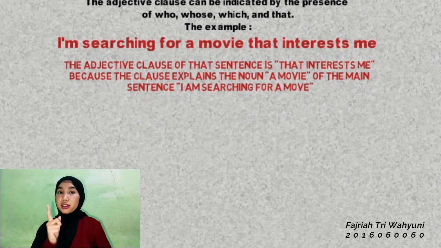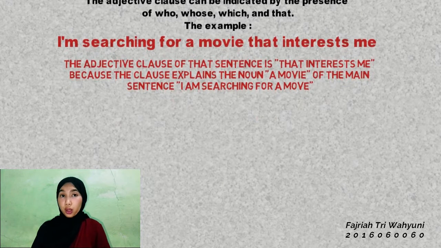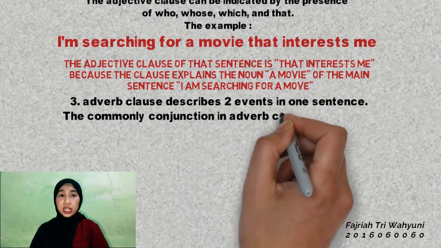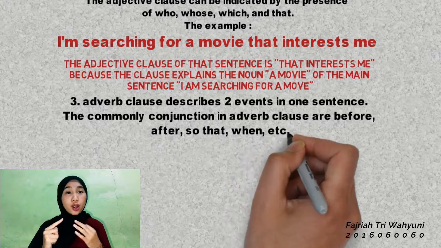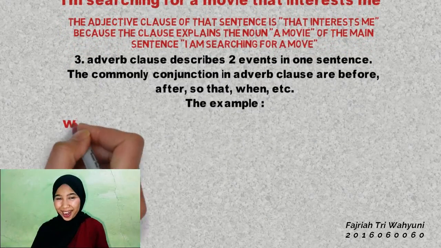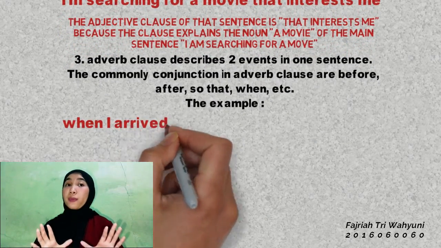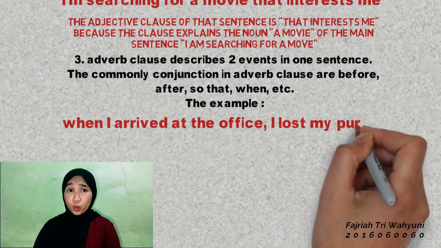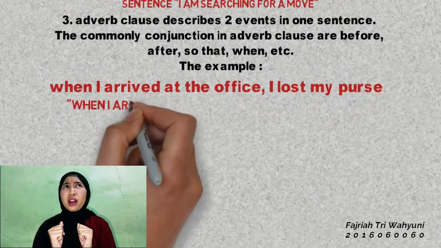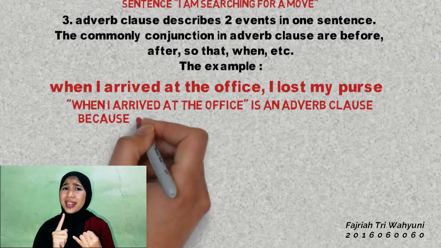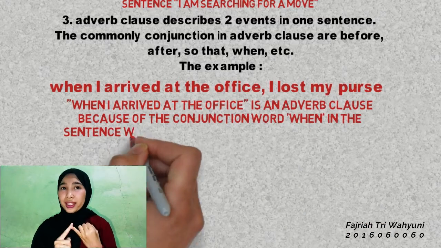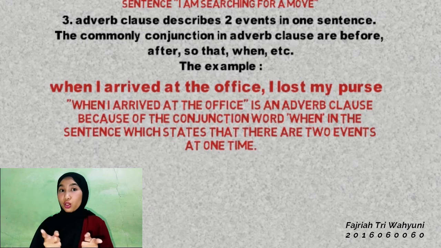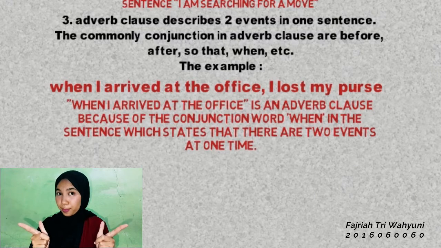And the last one is the adverb clause. An adverb clause describes an event or a time. The common conjunctions in adverb clauses are after, so that, when, and so on. Example of an adverb clause: when I arrived at the office, I lost my purse. There are two events and one time, and there is the word when. The word when is the common conjunction used in the adverb clause.